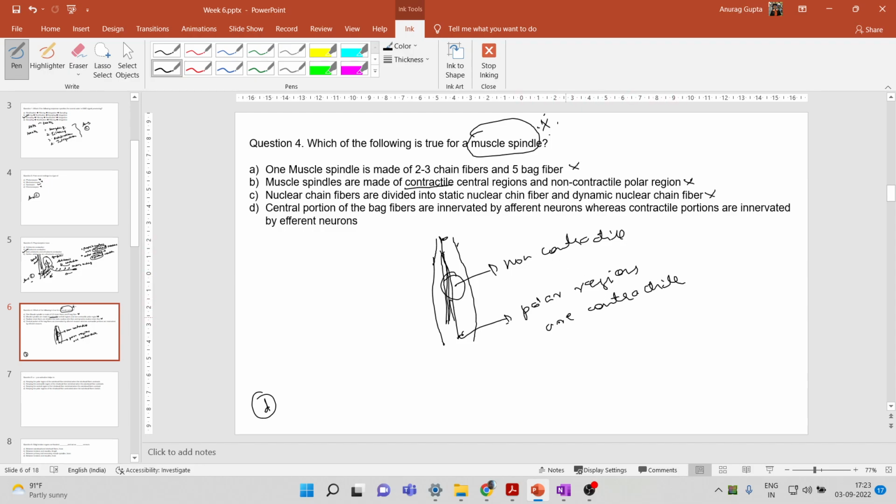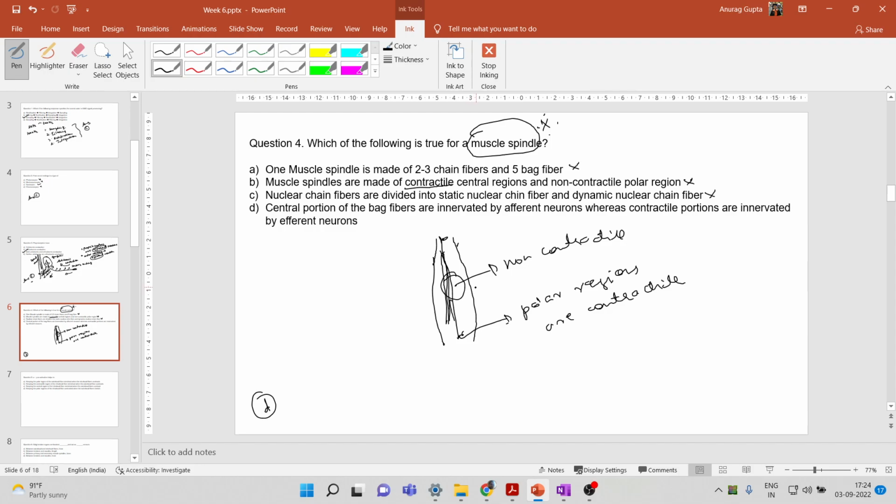So these are innervated by gamma motor neurons. There are two types of gamma motor neurons: the static gamma motor neurons and dynamic gamma motor neurons. Similarly, the central region is innervated by sensory endings of proprioceptors. There are primary sensory endings and then there are secondary sensory endings.